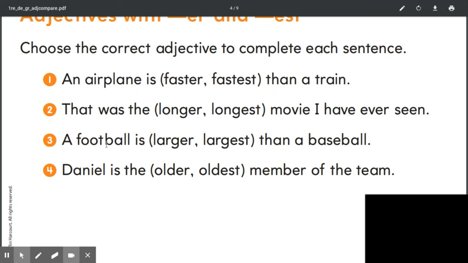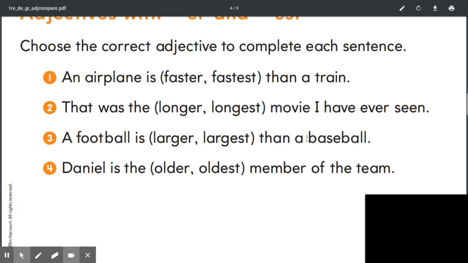Number 3, a football is blank than a baseball. Larger. Football and baseball are two nouns and we're comparing them, so we're going to use the ER. Larger. A football is larger than a baseball.